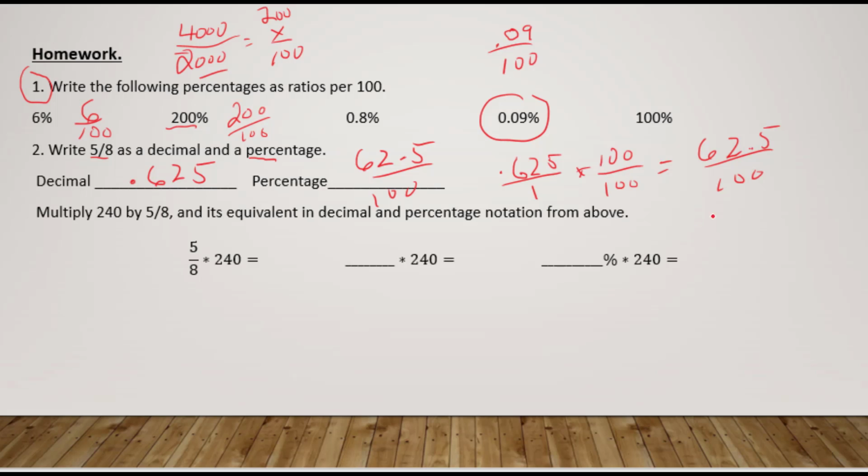The other way you could do it is you could say 5 is to 8 as what number is to 100, and cross multiply and divide. You'll get the same thing. So 5/8 of 240, multiply 240 by 5/8 and its equivalent in decimals and percentage notation from above, okay? So 5/8 times 240 is 150.